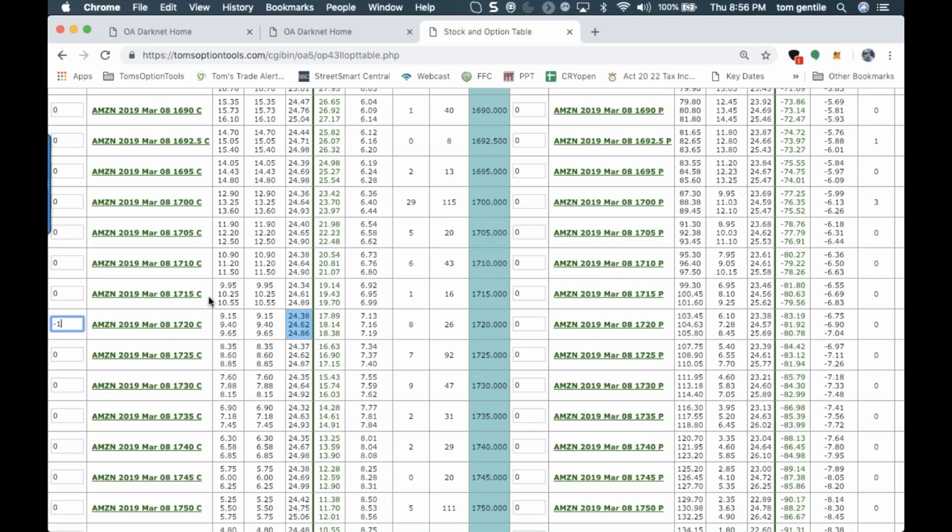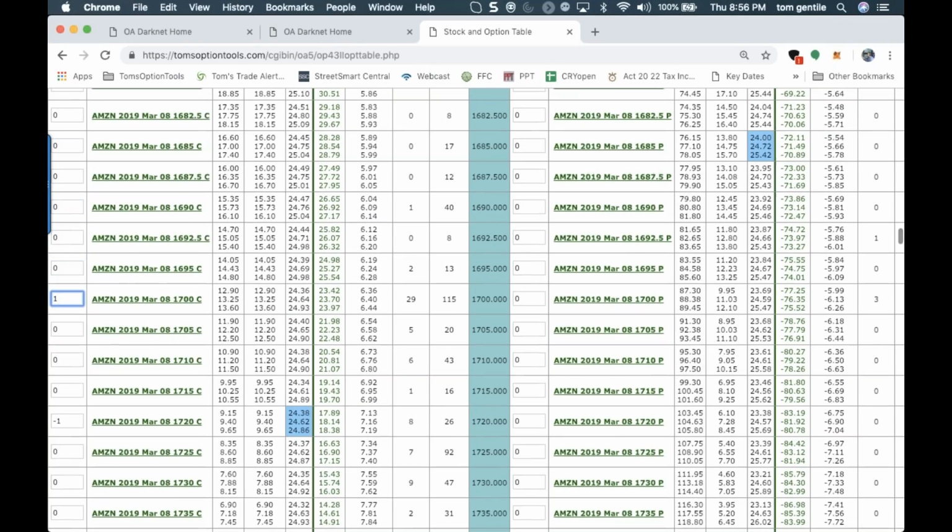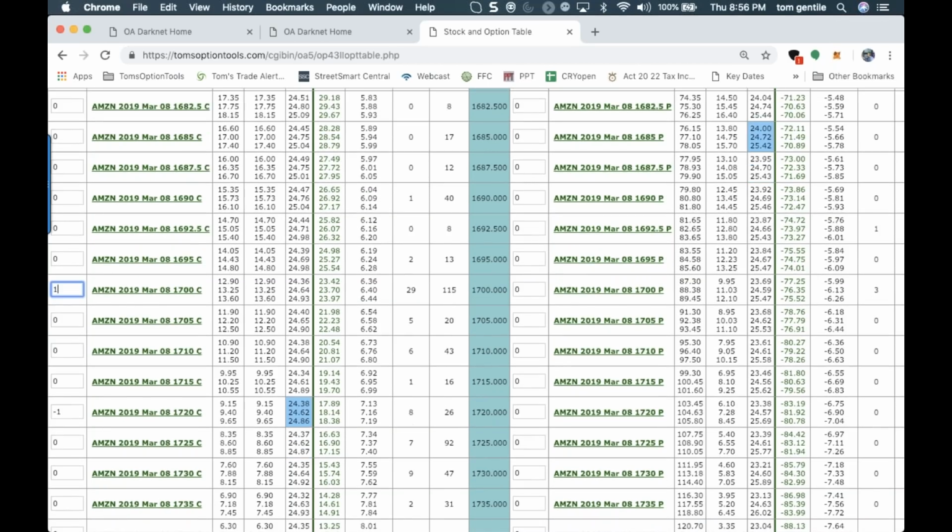Remember, where are we going? And then let's look at maybe buying the 1700s, something closer. Now with Amazon, the way it moves around, you can go out of the money because the expectation is this thing moves around a lot in a short amount of time. The big thing we want to do here, though, is get this trade down to an acceptable level.